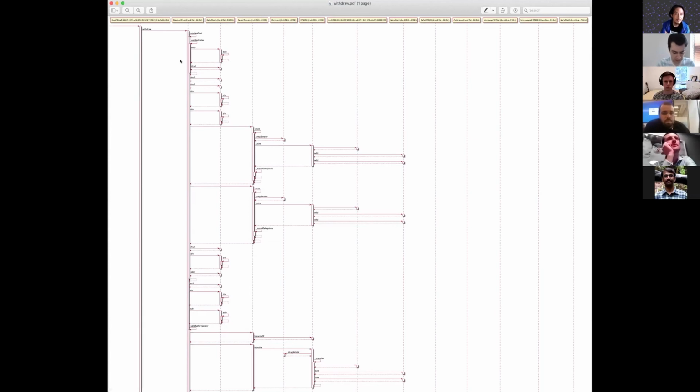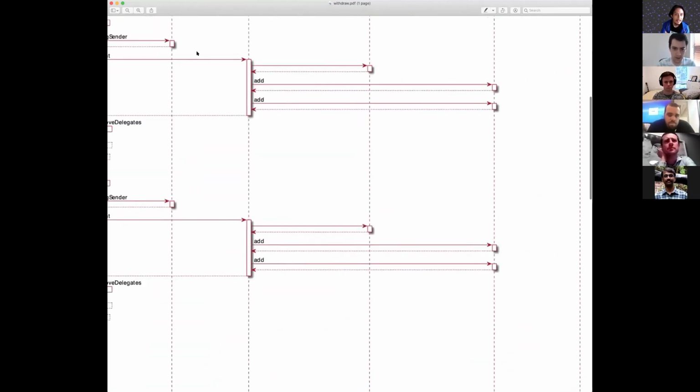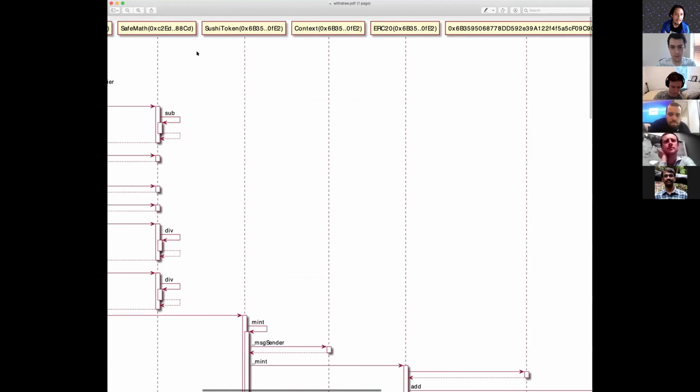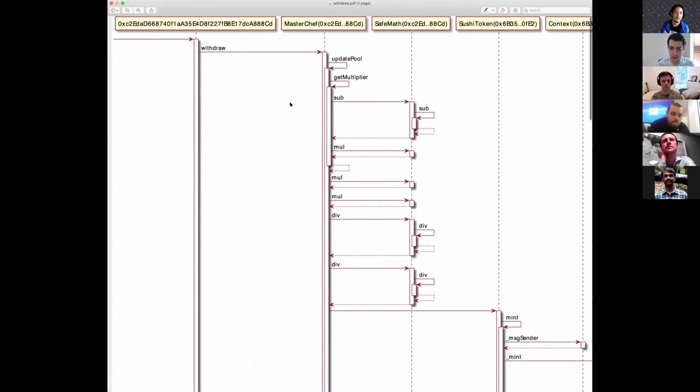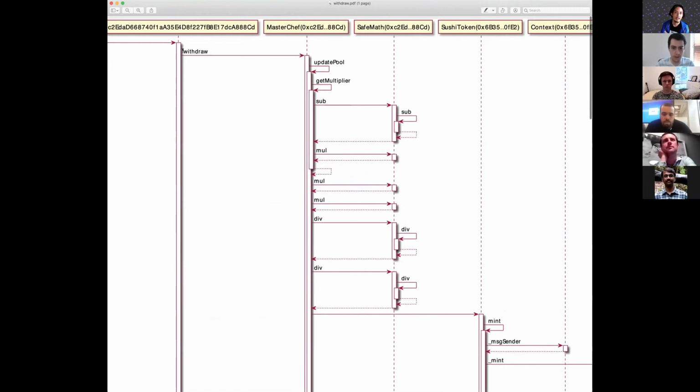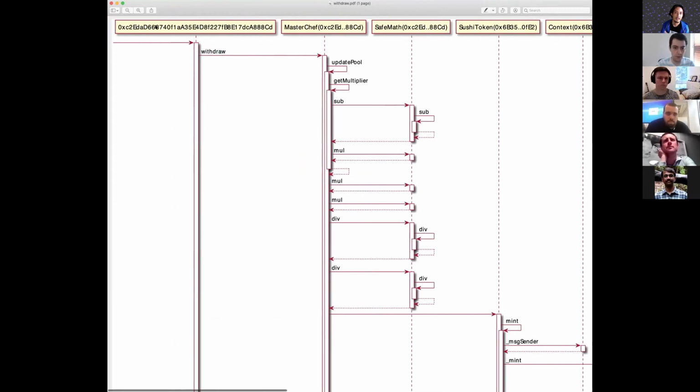Dune, but I was working on this visualizer, and so here I just found a random transaction to MasterChef. This was a withdraw transaction, and so you can kind of see what happens. Someone calls this contract, which then invokes the Solidity function withdraw on MasterChef.